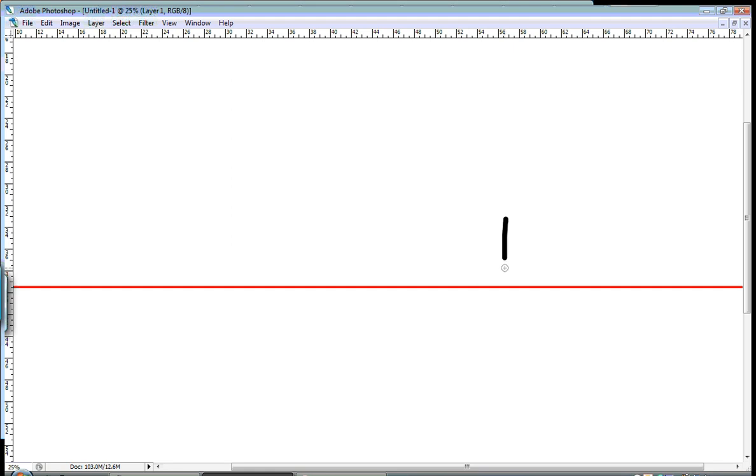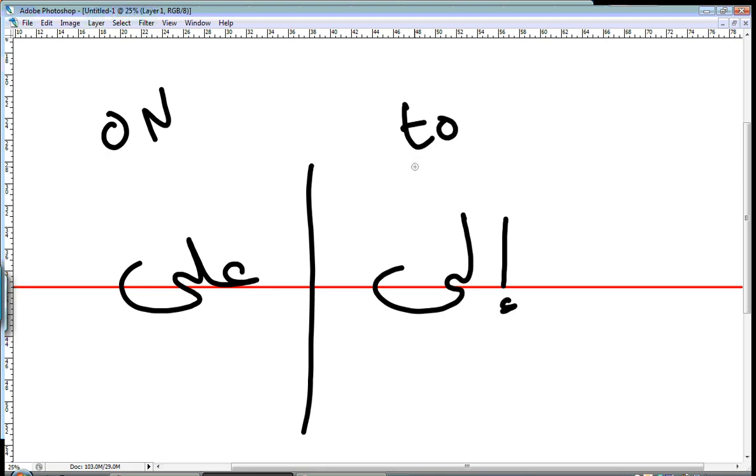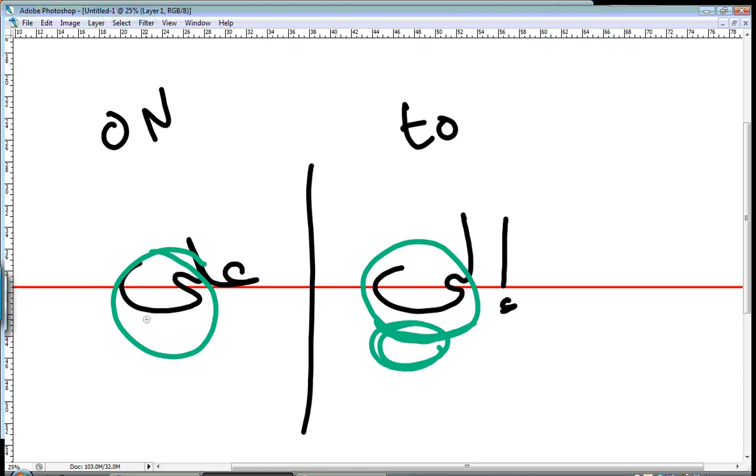One word that's very famous is ila, which means to, or ala, which means on. These are very important words that are used frequently, and they have the stretching alif, which looks like a ya, but it's actually an alif, and you can see there are no dots. So it's ila, and this is ala.